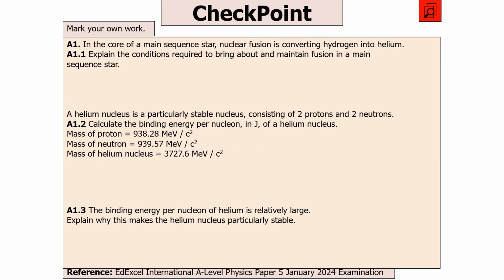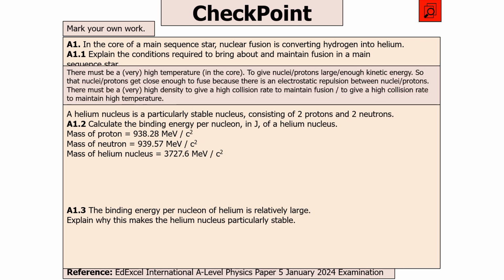Right, fusion happens when there's a high enough temperature in the core, because this gives the protons a large enough kinetic energy, so the protons can get close enough to fuse, because there's an electrostatic repulsion between the nuclei because they've got the same charge. You also need a very high density to maintain a high collision rate to maintain this fusion process, and that also leads to high temperature.